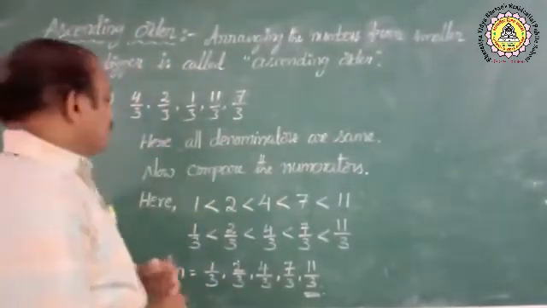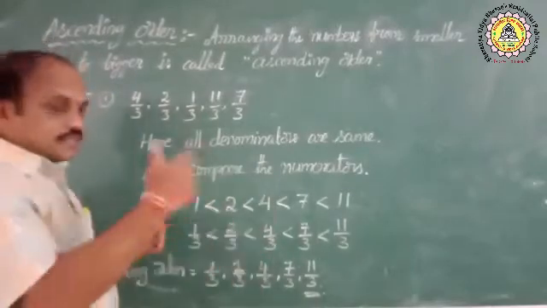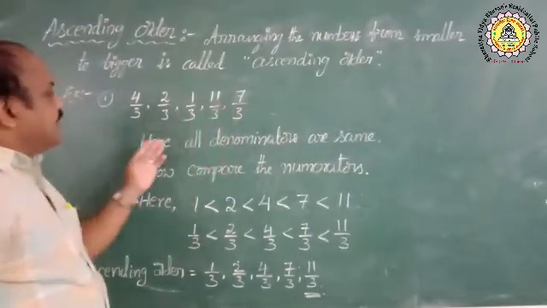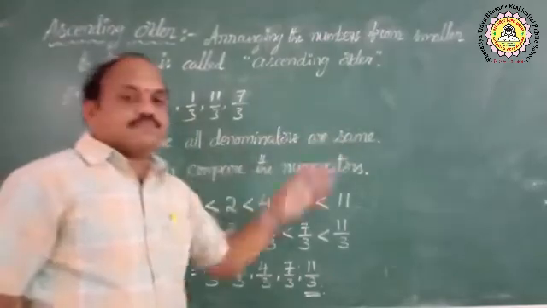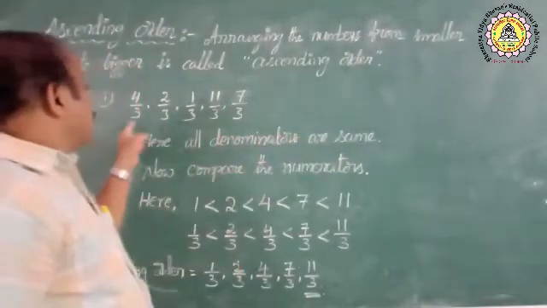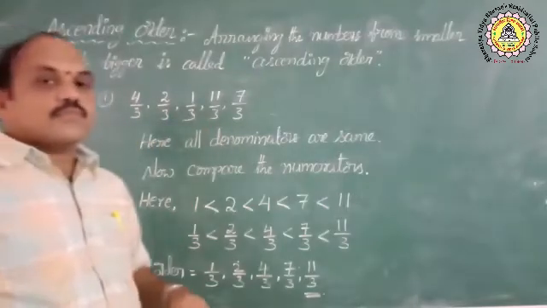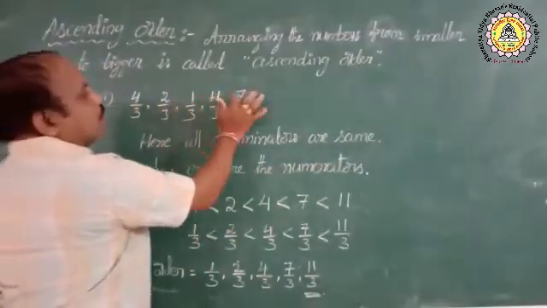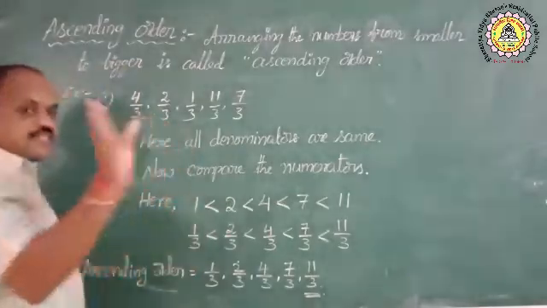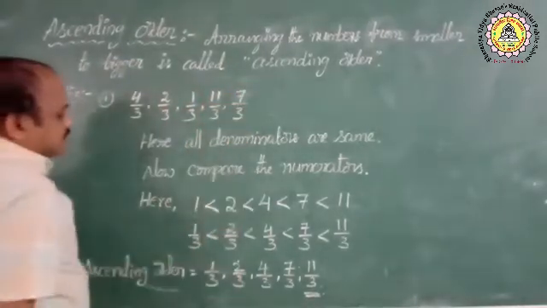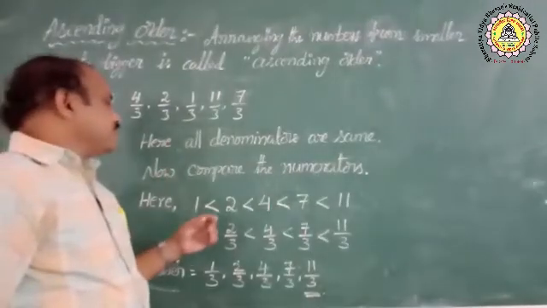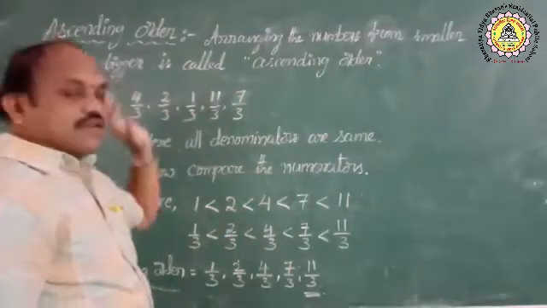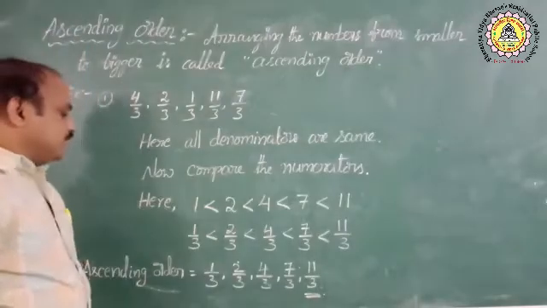To solve this one, we have to follow these steps. Here you just observe what all the denominators are. All denominators are the same. That is 3. Now compare the numerators. These are called numerators. We already discussed this in the fraction definition in the previous class. We have to compare these numerators. Here, the numerators are 1, 2, 4, 7, 11.